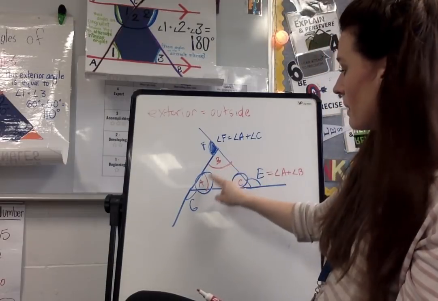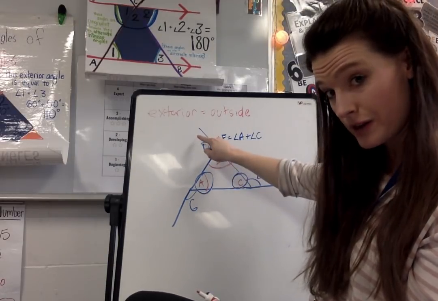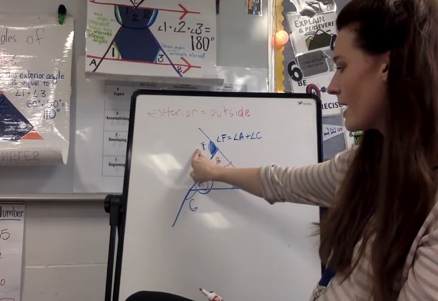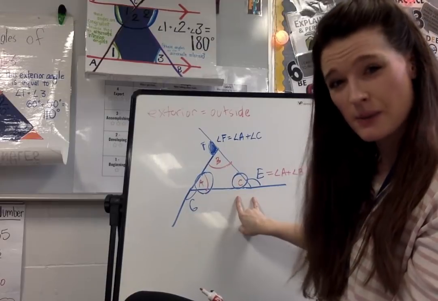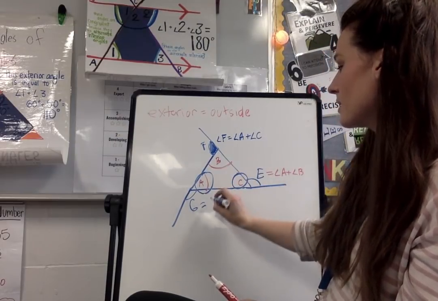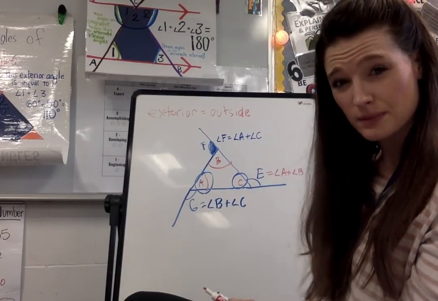So that outside angle F is equal to A plus C. Why? Well, A plus B plus C equals 180, and B plus F equals 180. So I can just take out that B from each and say that F is equal to A plus C. Last one real quick. Then G is going to be equal to angle B plus angle C.